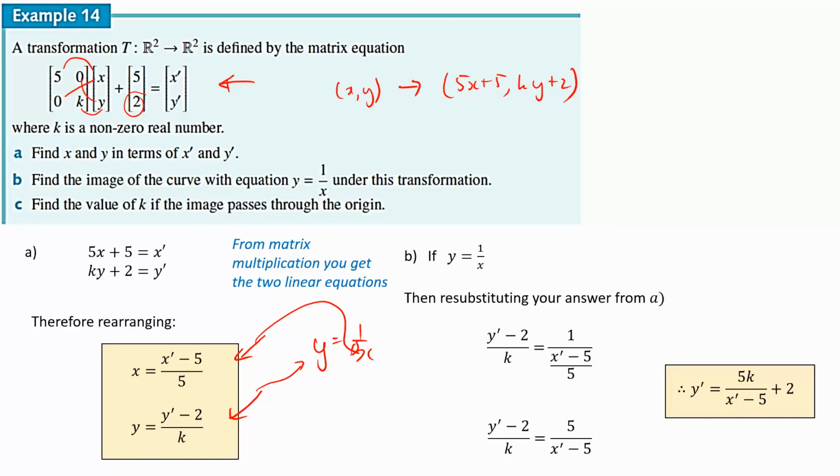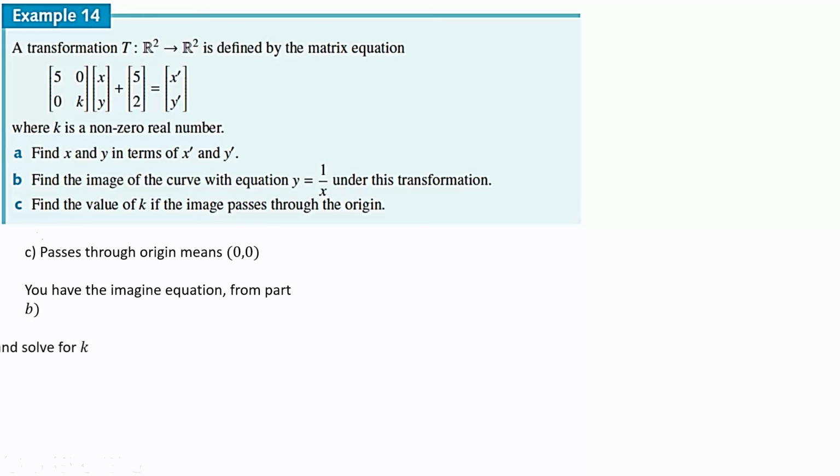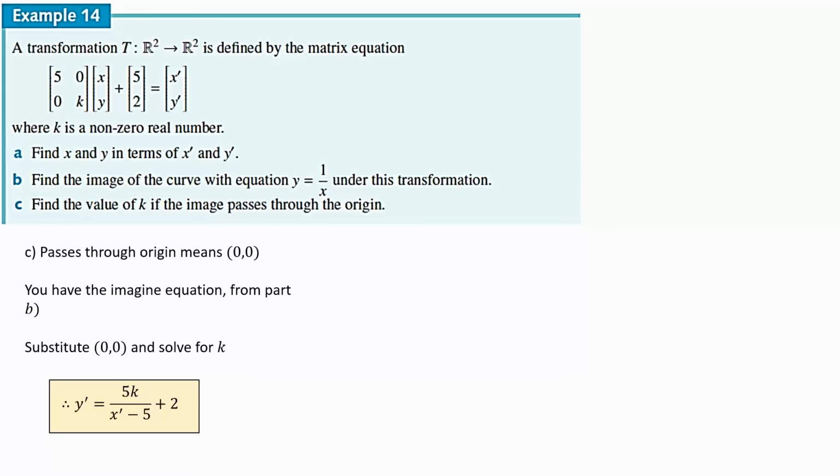Yeah? Now the last question. Find the value of k if the image passes through the origin. Origin is when the coordinates are (0, 0). So if I had to look at it, (0, 0). I already got the image equation, which was given previously. We found out it was this.